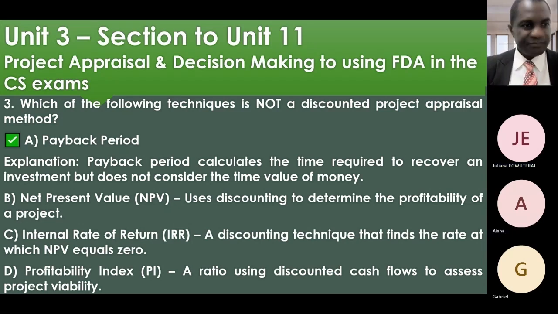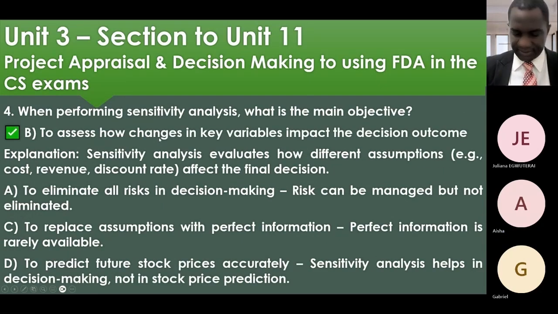Jay, you got it. So payback period calculates the time required to recover an investment, but does not consider the time value of money. Yes. And profitability index uses discounted cash flows to assess the project's viability. So profitability index, IRR, and NPV are all discounted cash flow or appraisal methods, but payback period is not. So take note, A, even though I know you know it, but it was sleep that was the factor.